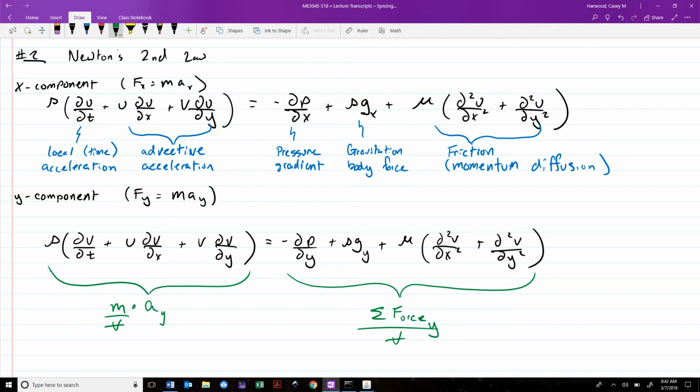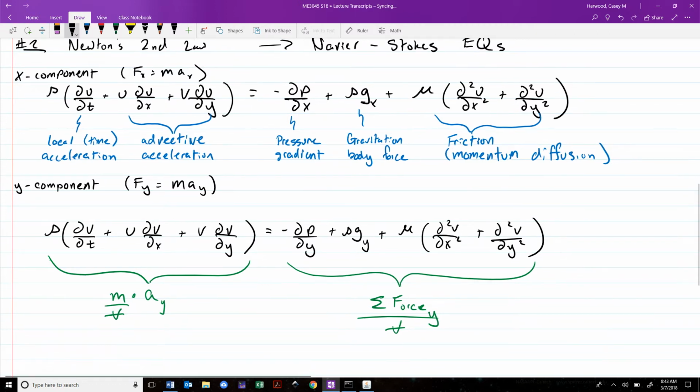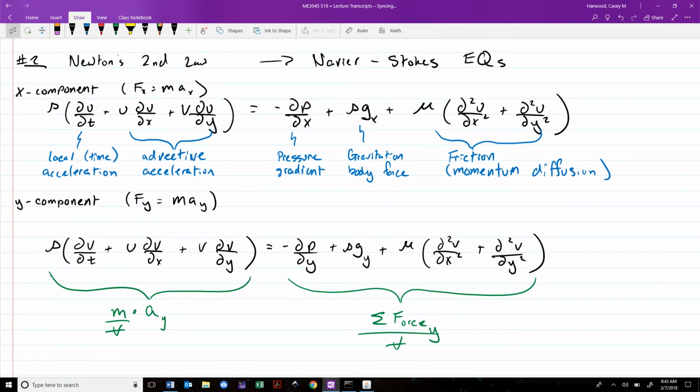So taken together, when we talk about these in fluids, we know these sets of equations as the Navier-Stokes equations. So you have one in the x direction, you have an equation in the y direction, and you have an equation in the z direction if you're talking about a three-dimensional flow. Give you guys a minute to finish writing everything down.